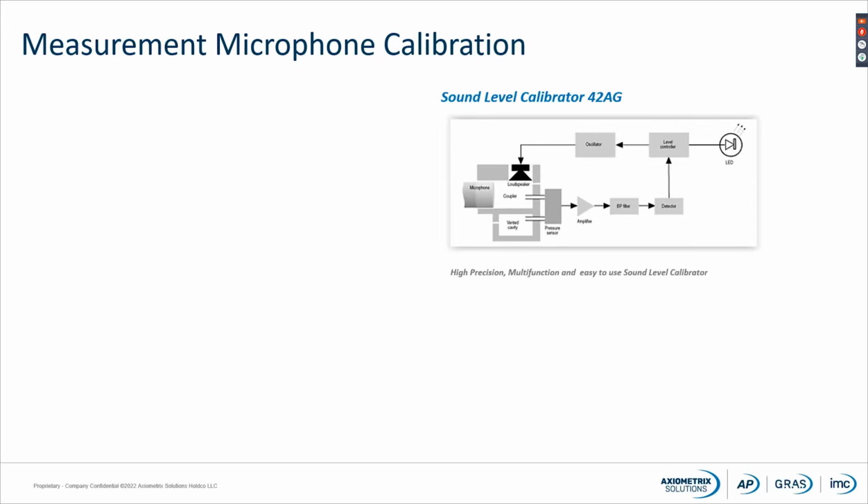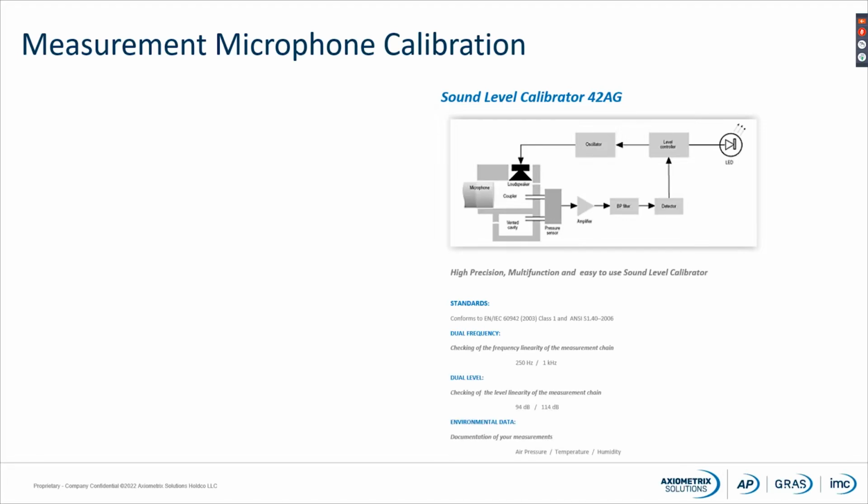The Grass 42AG is a high precision, multifunction, and easy to use sound calibrator. It conforms with the standards for calibrators and piston phones, the IEC 60942. Special with the 42AG is that you have dual frequency, so you have the possibility of checking a little part of the frequency linearity of your microphone, as we have 250 hertz and 1 kilohertz.